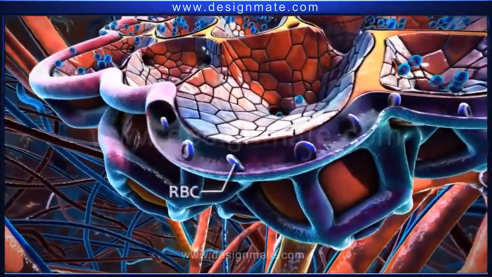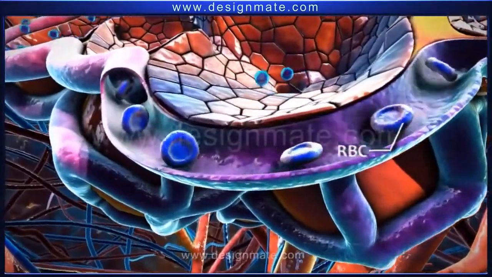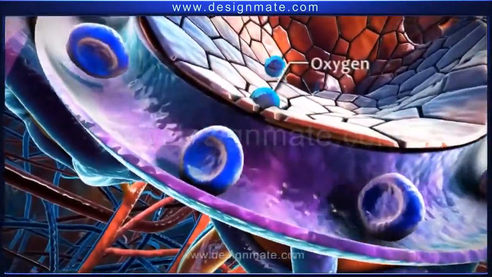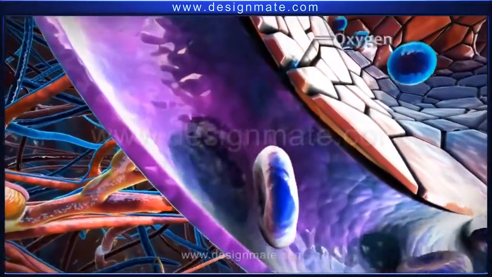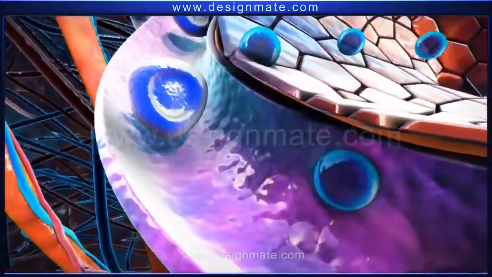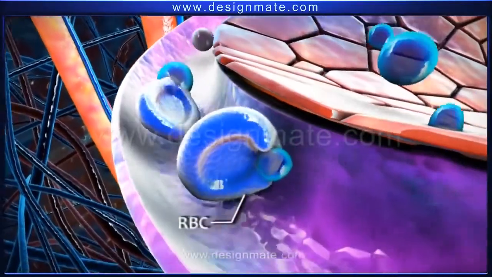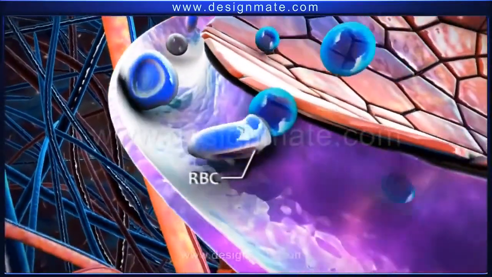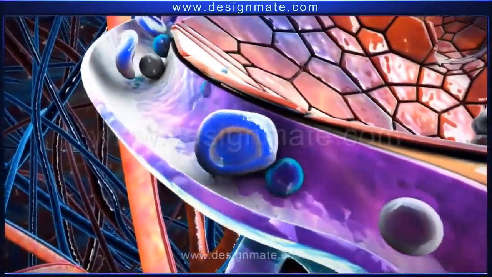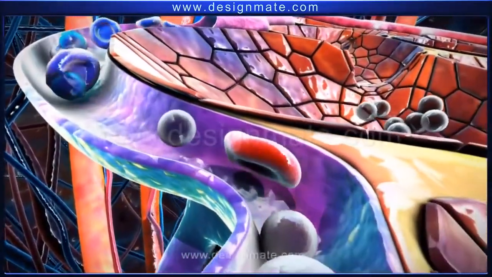Blood, containing RBCs, is seen flowing through the capillaries. The oxygen molecules from the alveolus diffuse into the capillary and then get absorbed by the bluish-purple RBCs. This causes oxygenation of the RBCs, and a transition in their color from bluish-purple to red is observed.